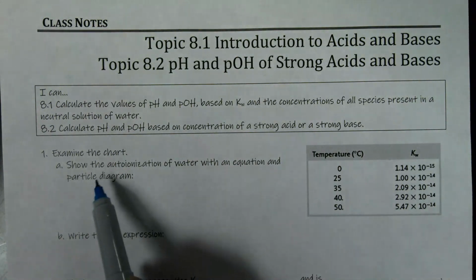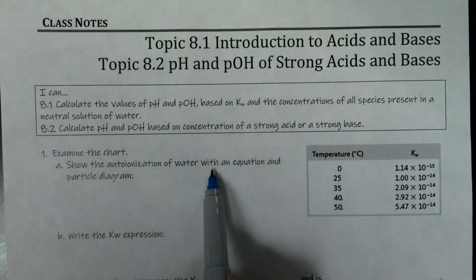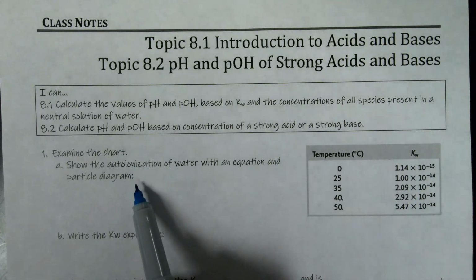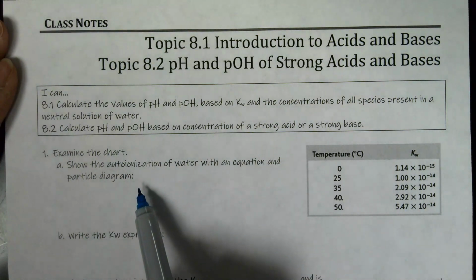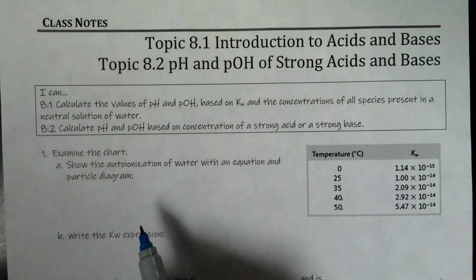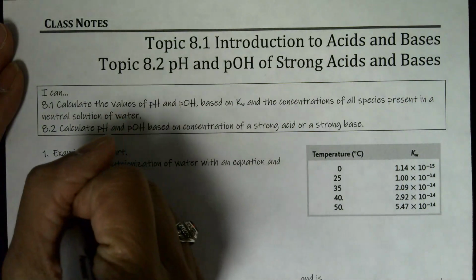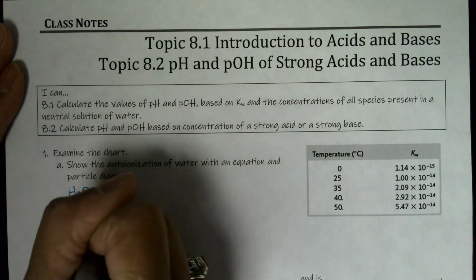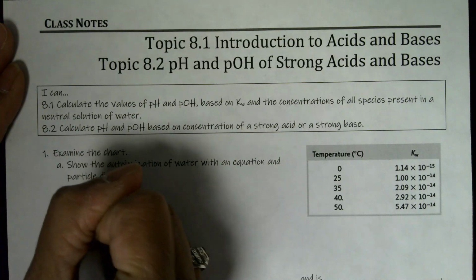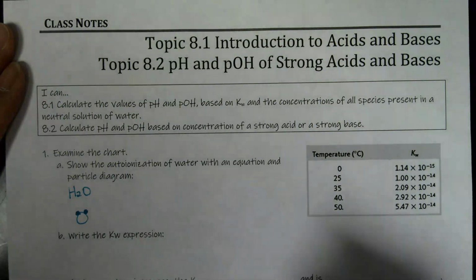We're looking at this first question over here for A. Show the autoionization of water with an equation and particle diagram. When we talk about autoionization, it means that we are taking apart water and breaking it up into its specific ions. If we think about water itself, we have H2O. We can draw it as a bent structure, really known as the Mickey Mouse structure.